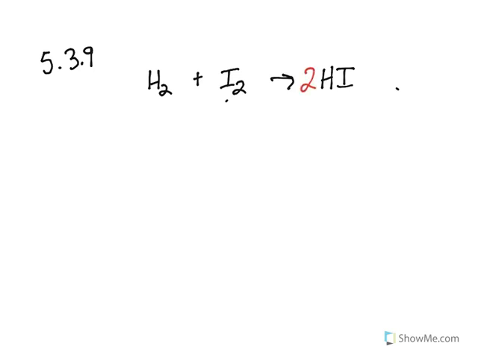We need a 2 in front of the hydrogen iodide, and it wants us to determine the theoretical yield in grams and the percent yield for this reaction.